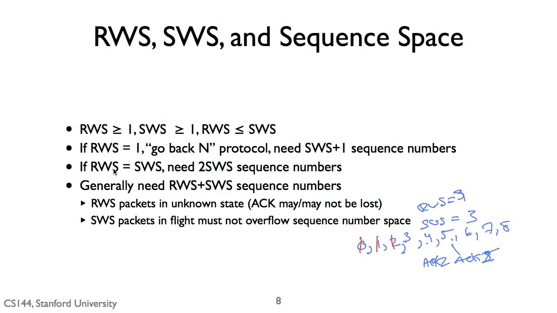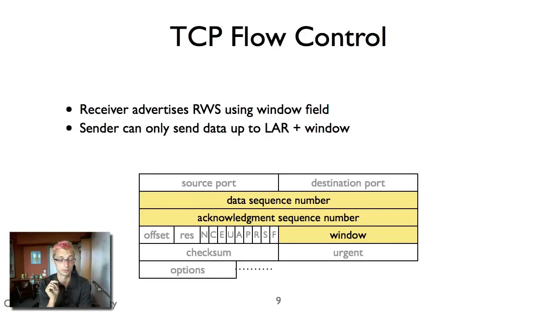Generally speaking, if the two windows are the same size, you need twice basically their sum, and so that's the generalization, that you need RWS plus SWS sequence numbers. You need a sequence number space at least as big as the sum of the window sizes. So that's the basic sliding window algorithm and the algorithms that the sender and the receiver use and how the sender manages the window.